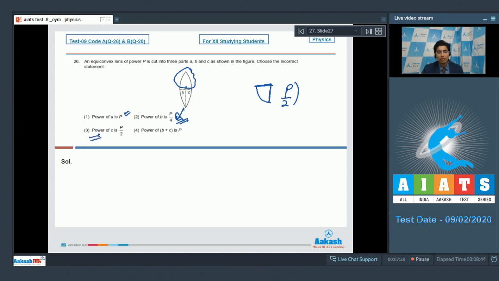Now try to analyze option number 3, which says power of C is P by 2. Dear students, the power of B and C would be the same and equal to P by 2, which means option number 3 is a correct statement. Fourth, power of B plus C is P. Dear students, B plus C are identical to lens A. And therefore, this is also a correct statement. And hence, option number 2 is the answer for this question as it mentions an incorrect statement which we have to identify. Now, dear students, let us proceed to question number 27.